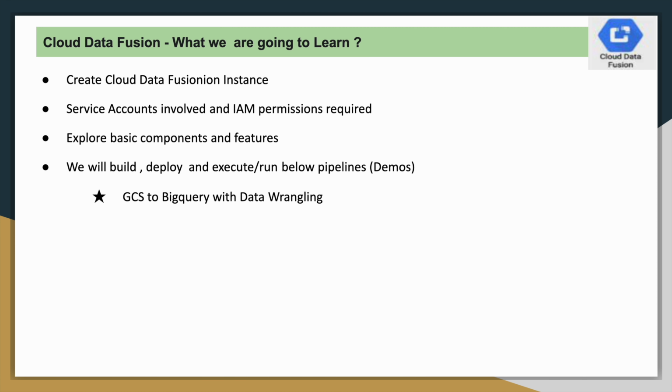In this series of demos we are going to see very generic use cases, very basic examples. In the first use case, we are going to build a simple pipeline, that is, we'll read data from Google Cloud Storage and apply some transformation using the data wrangling component. Then we'll write the data into BigQuery. This is the first demo we will see.